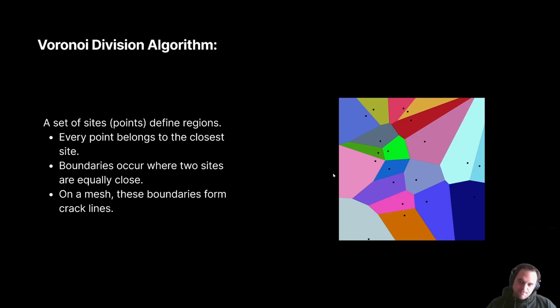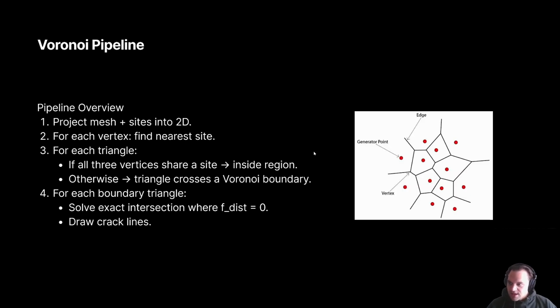And so our algorithm can be pretty simple. We can simply look at all of the geometry, project it onto a 2D plane, or just look at a quad that's already on a 2D plane. Find the nearest sites for every vertex. And then, based on those vertices that we associate to a site, we can classify whether each triangle created from those vertices is part of a crack or not.